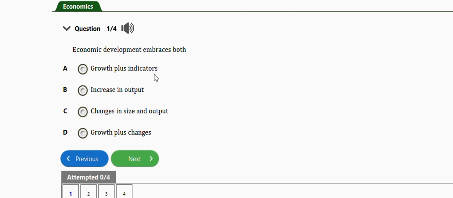We have growth plus indicators, increase in output, changes in size and output, growth plus changes. The right answer is option D, which is growth plus changes. Very important.